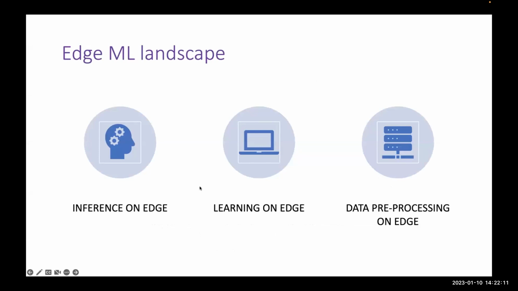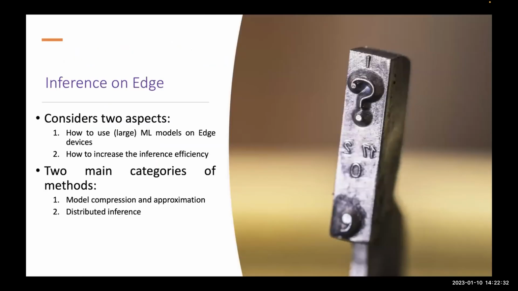So the paper discusses 3 parts. We have the inference on the edge, we have methods for that, we have the learning on the edge, and we have the data pre-processing on the edge. All these parts are blocks within the machine learning life cycle or process, and specific methods are proposed for each one.